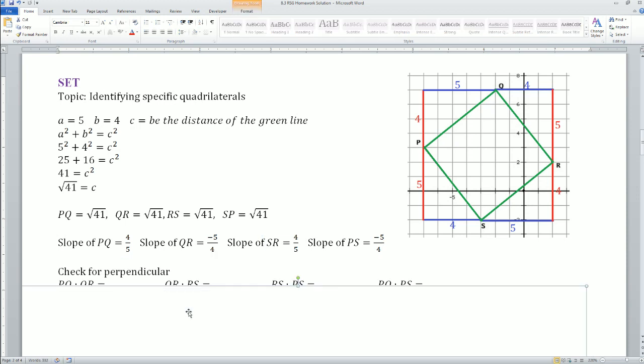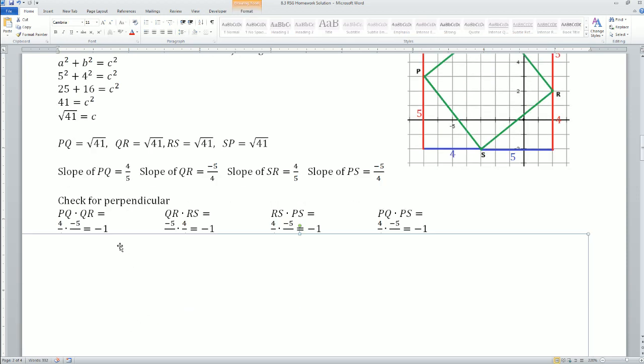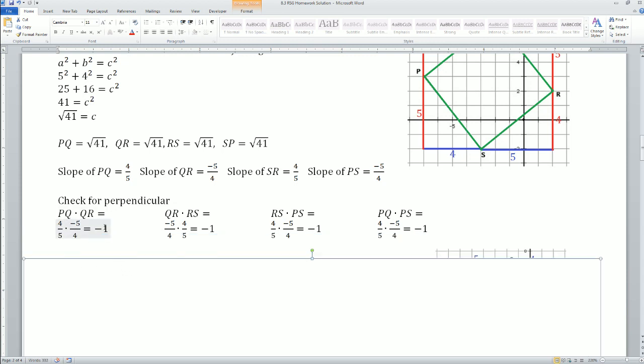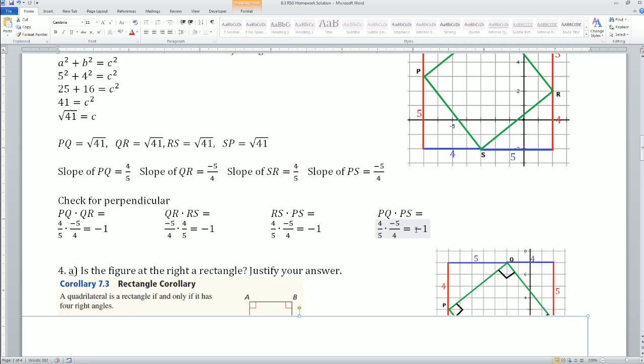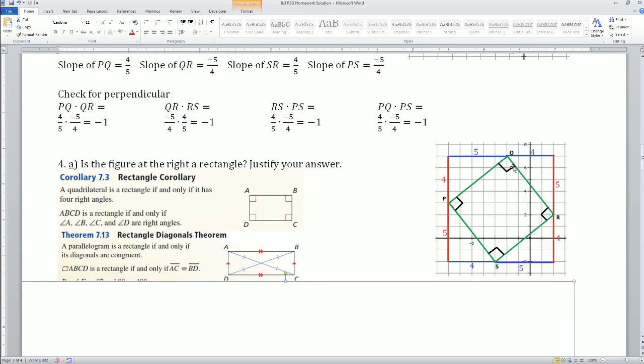The reason why I get the slope is so I can check for perpendicular lines now. Remember, for perpendicular lines, m times the other slope gets you negative 1. I saw that I got negative 1 when I did all of them. So this is PQ times QR. That gets me negative 1. That's 90 degrees. QR times RS gets you 90 degrees. RS times PS gets you 90 degrees. And PQ and PS gets you also 90 degrees because it's negative 1. So I saw that it gets me 90 degrees here.